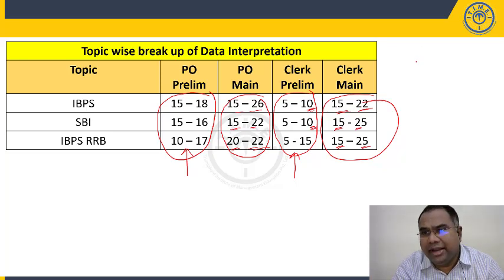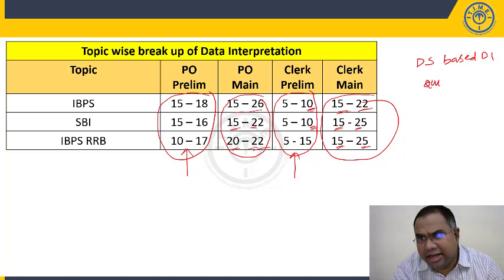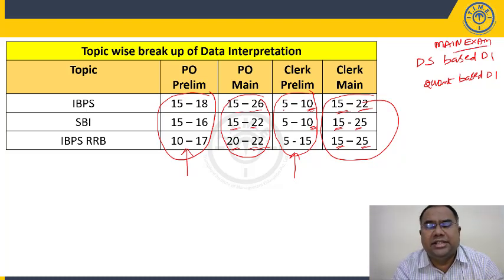But when you look at your main exam, you have new question types like data sufficiency based data interpretation, quant based data interpretation, that is time and work based DI, time and distance based DI, and probability. All these are in which exam? Main exam. In the main exam, we have more questions also, right? There are about 25-26 questions.